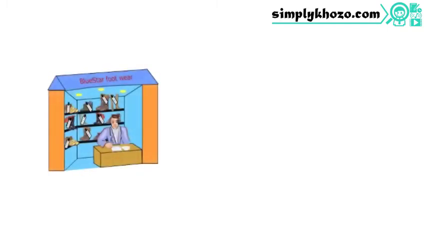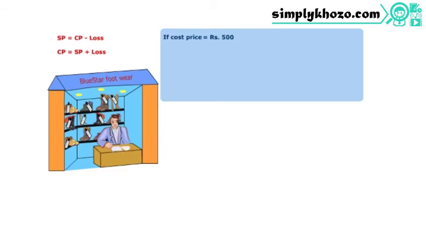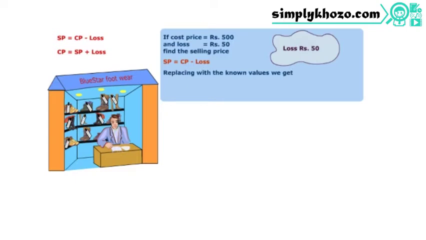Similarly, you can calculate the selling price if the cost price and loss are known. Since there is a loss, the CP is bigger than the SP. So CP minus loss will give us the SP. If cost price is equal to rupees 500 and loss is equal to rupees 50, find the selling price. SP is equal to CP minus loss. Replacing with the known values, we get SP is equal to 500 minus 50, that is equal to 450. Therefore, the selling price is equal to rupees 450.